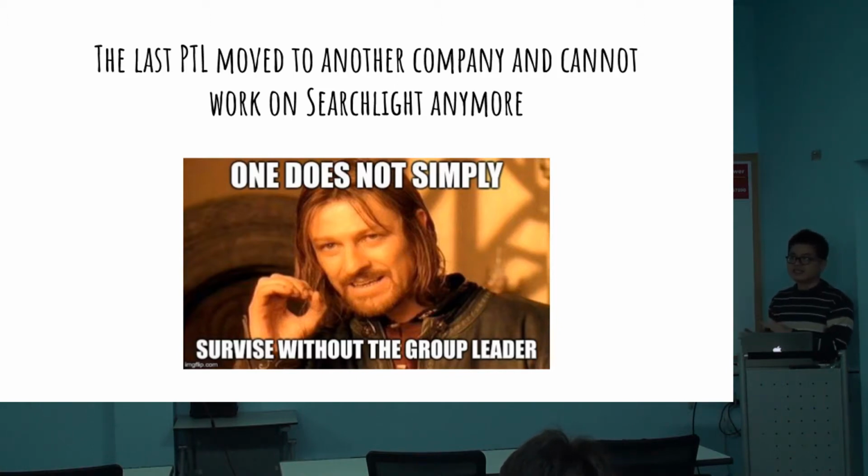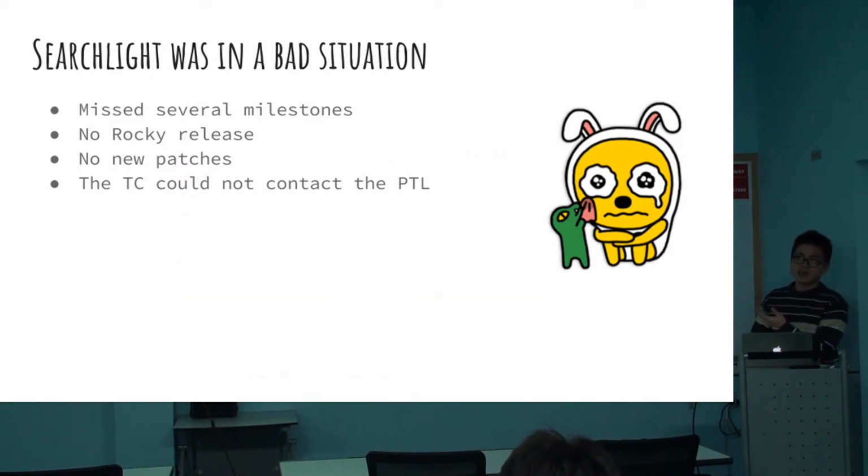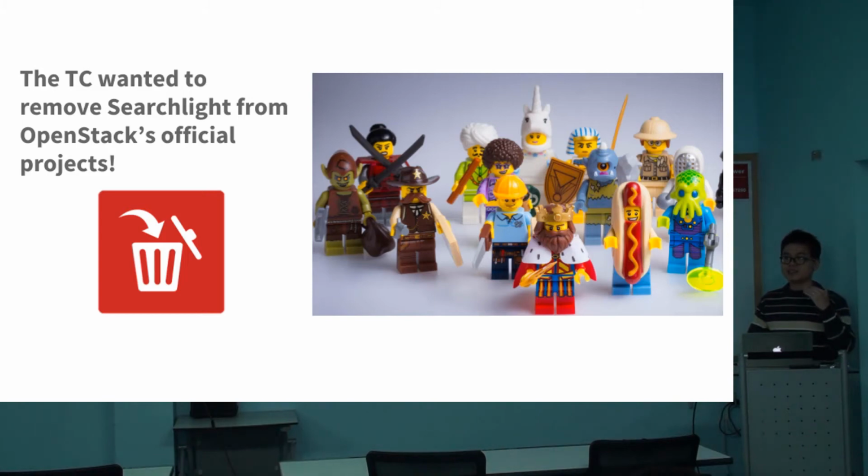So Searchlight basically is a dead project. It died. It missed several milestones. There were no releases, no patches, and the technical community could not contact the leader of the project. So they decided to remove Searchlight from the official projects. What does that mean? If they remove Searchlight, they will not cover Searchlight in OpenStack, and Searchlight will not be part of the community, which means it will die soon.